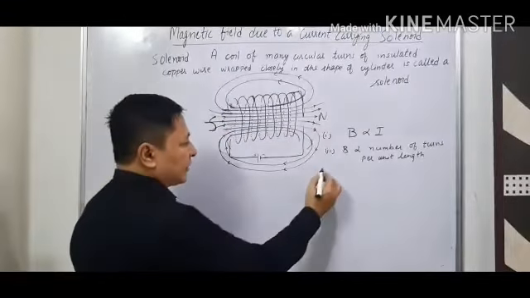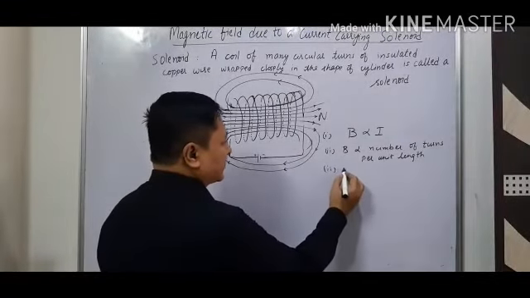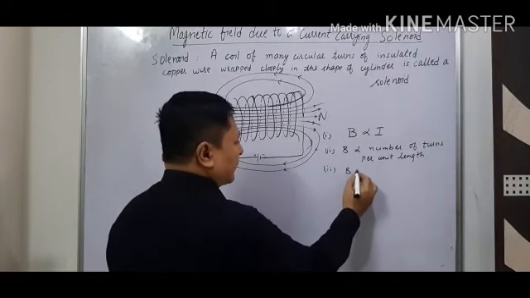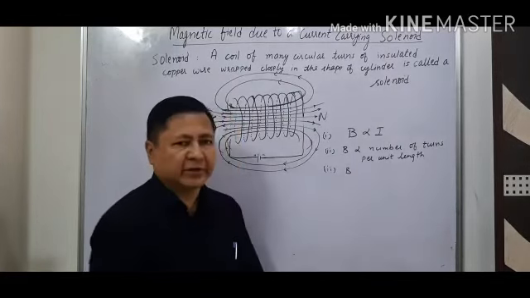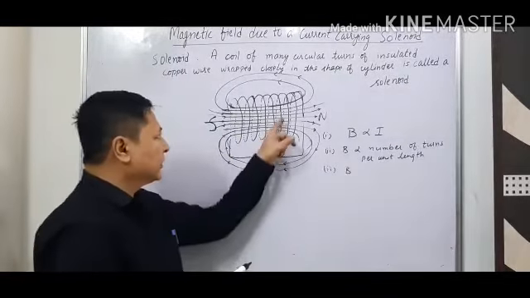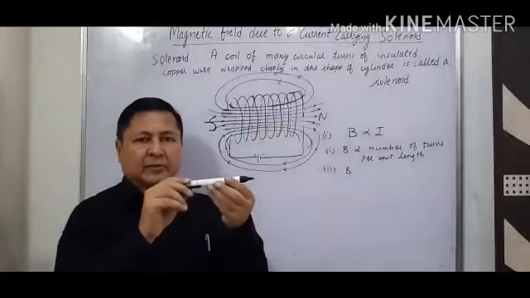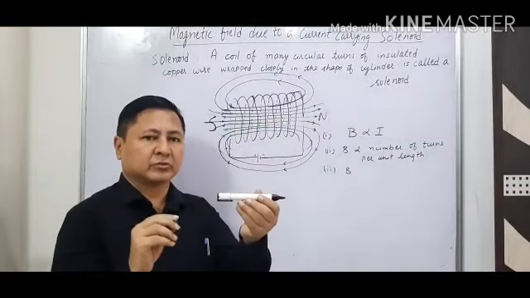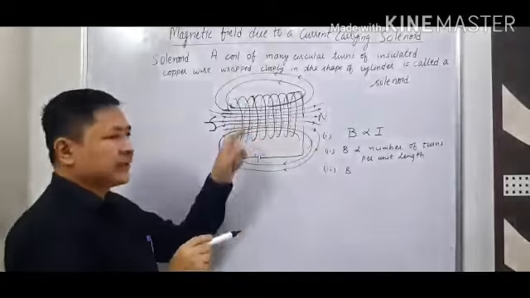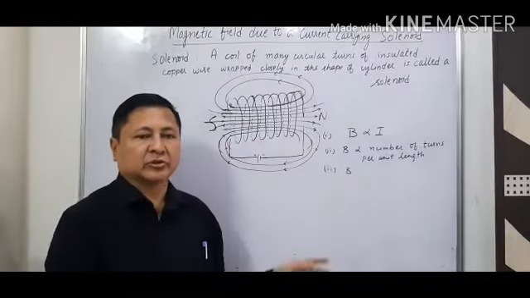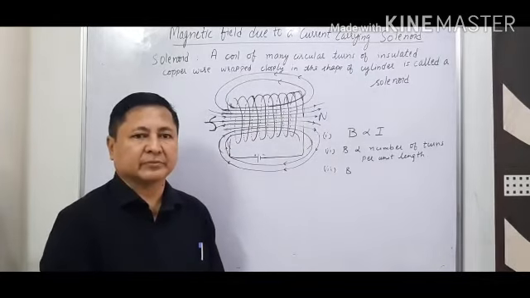Now the third factor on which it depends is the nature of the material that we are putting inside. For example, if I take a plastic core, and then if I take a soft iron core inside this, the magnetic field produced will be stronger. So this is the third factor on which it depends.